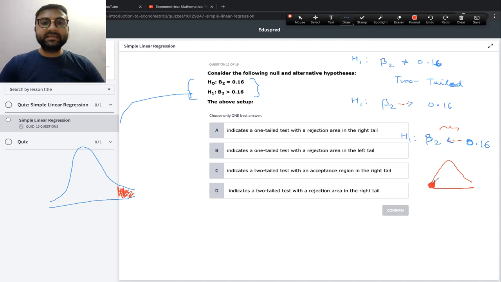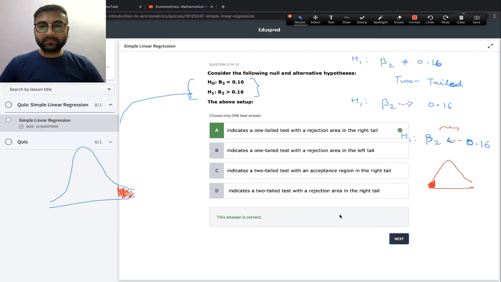In our case, the alternative hypothesis is beta 2 greater than 0.16. So if I try to create an arrow over here, the arrow will point towards the right. This is a one tail test and we are going to have the rejection region in the right tail. So that means this setup indicates a one tail test with a rejection region in the right tail. So the right answer is part A. Let's move to the next question.